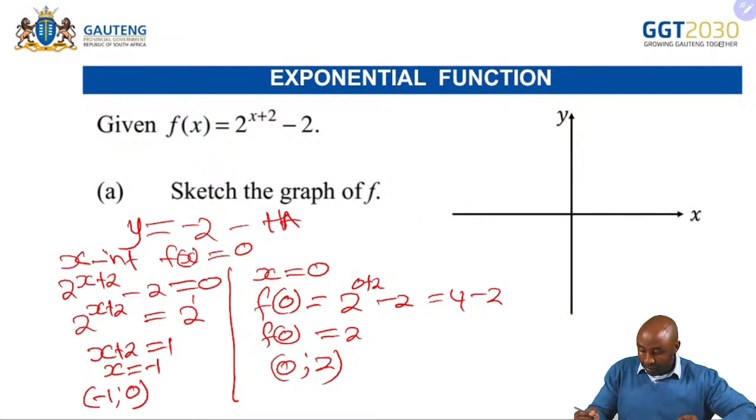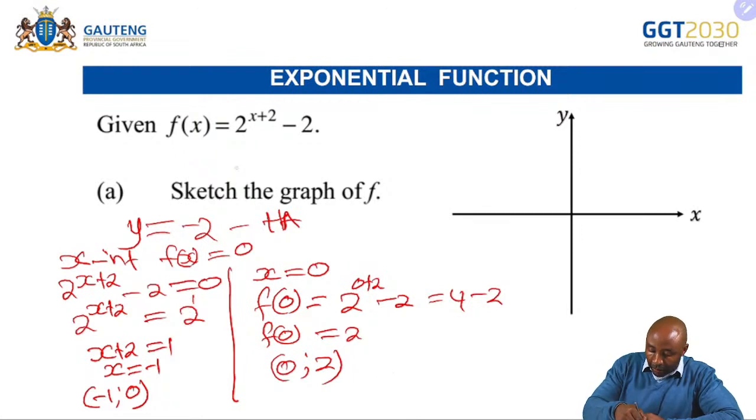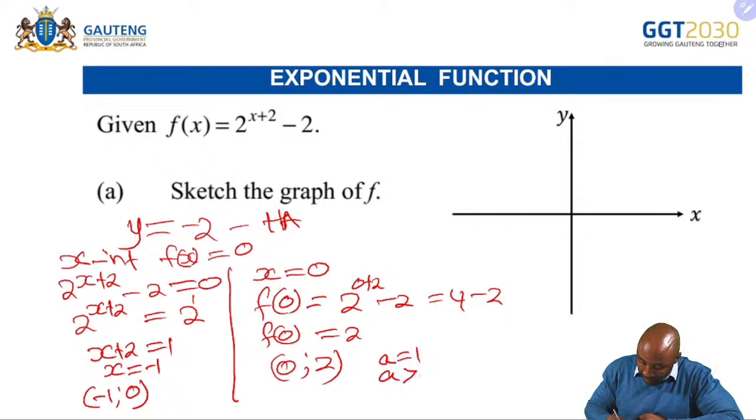The other thing that we need is the shape. Our graph, because we have a silent 1 there as the coefficient of 2, we are saying our a is equal to 1 and a is greater than 0. Our function will be increasing. It will have a shape like that.